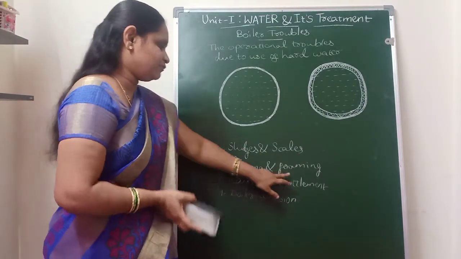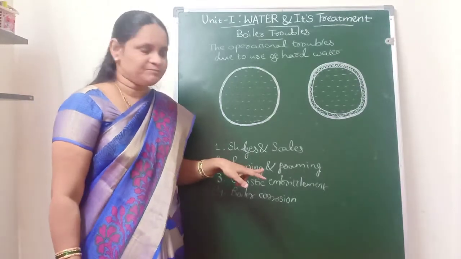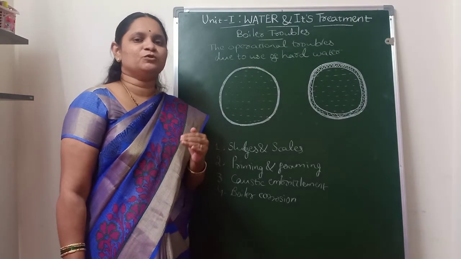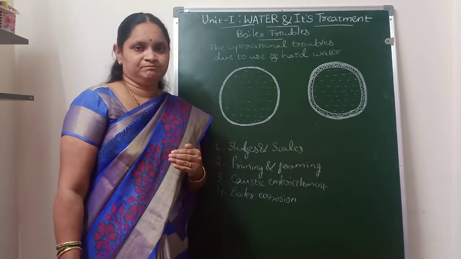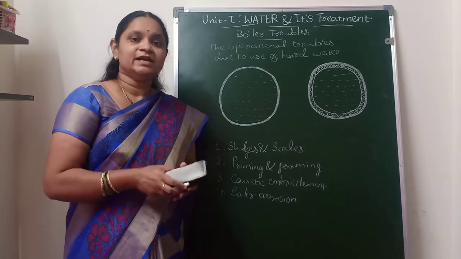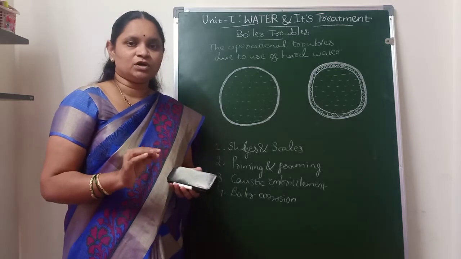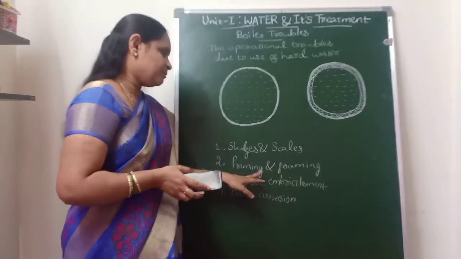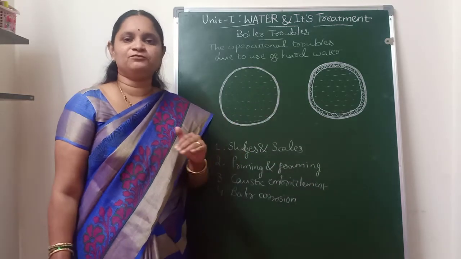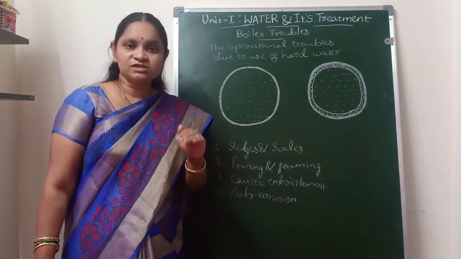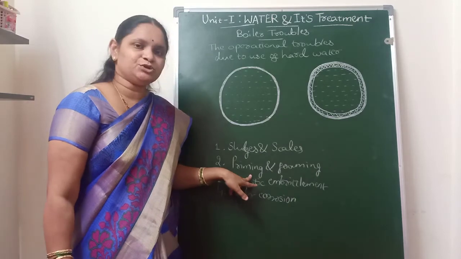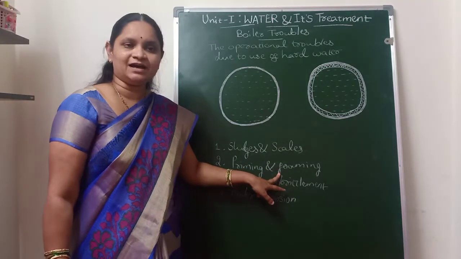Now, coming to priming and foaming, this is another type of boiler trouble. Priming and foaming occur simultaneously. Priming, which we generally call bumping of water, is when some water drops enter into the steam. And foaming, as you all know, is the formation of bubbles on the top layers of water, bubbles which do not break easily. That is foaming. Generally when foam is there, it will lead to priming. So priming and foaming occur simultaneously.